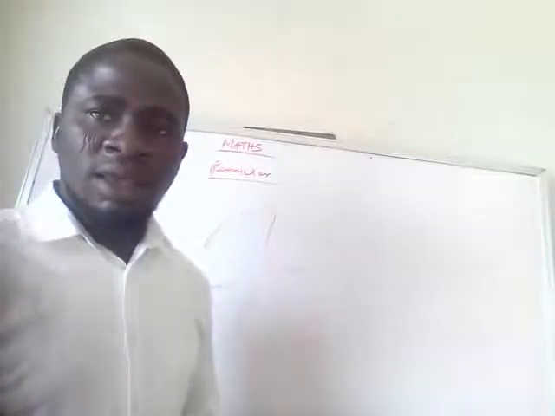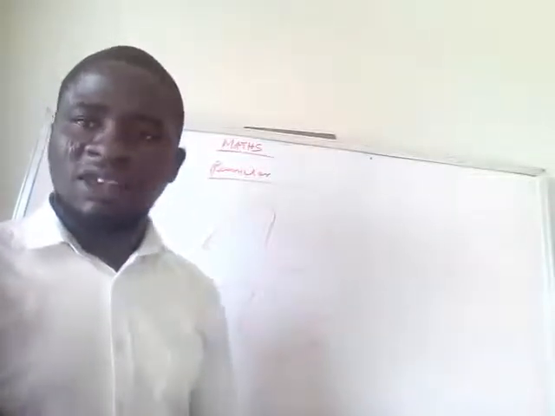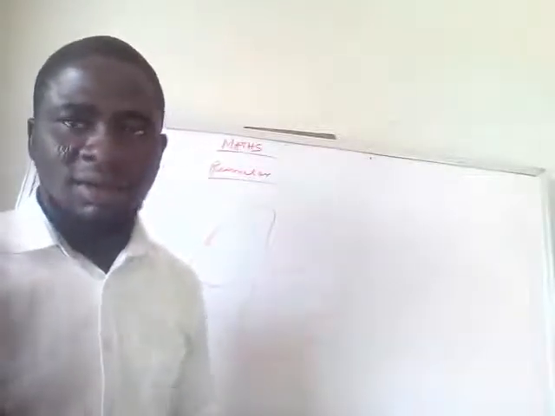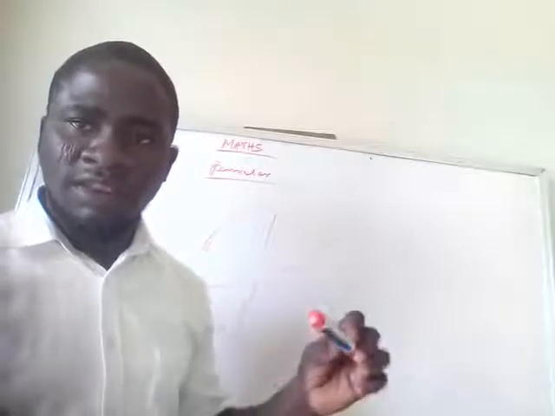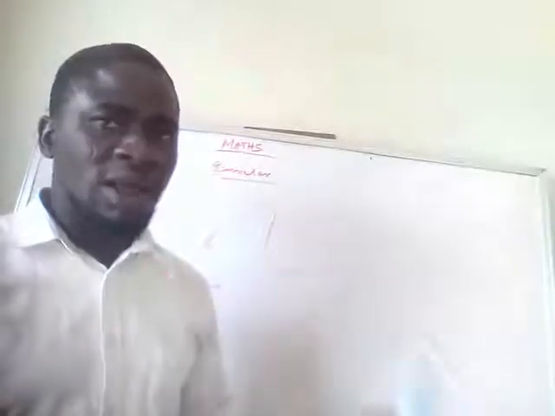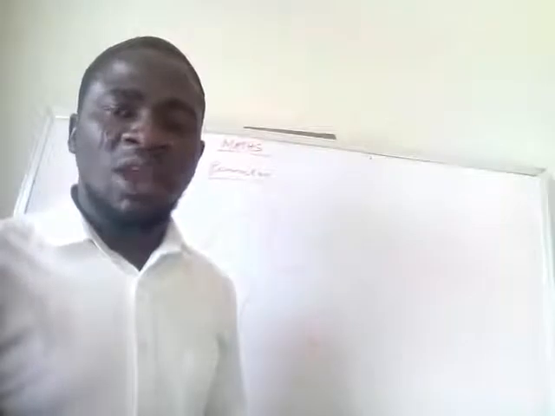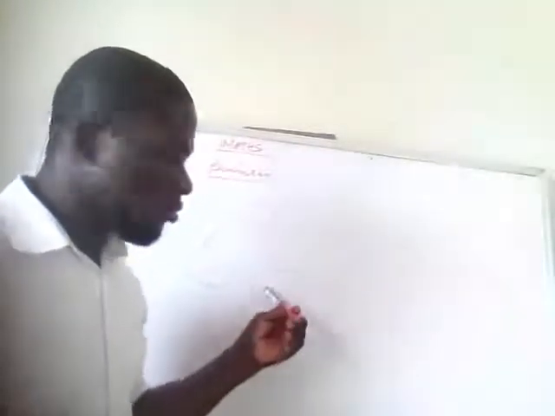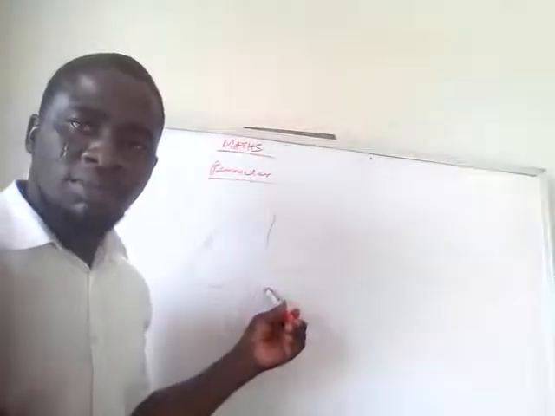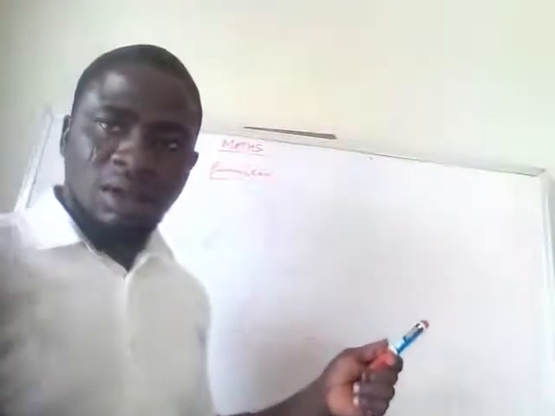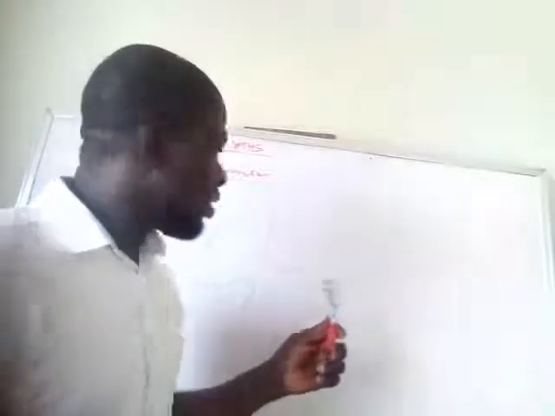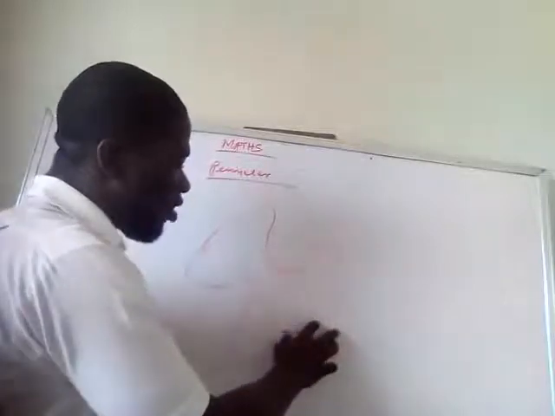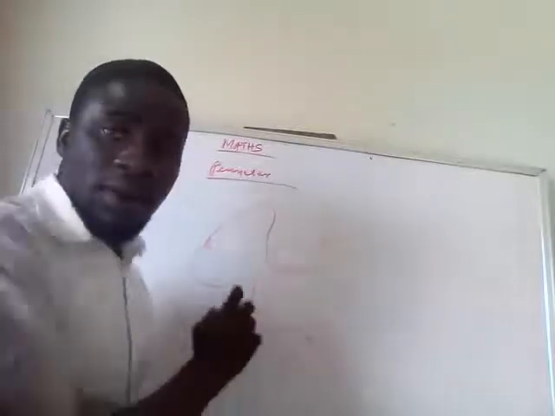So let's talk about perimeter. What is actually perimeter? Perimeter is the total length of the edges of a regular or irregular shape. When you are talking about an irregular shape like this, you use maybe a thread or a rope to measure it from one end to the other to know the total length of this shape. You understand?